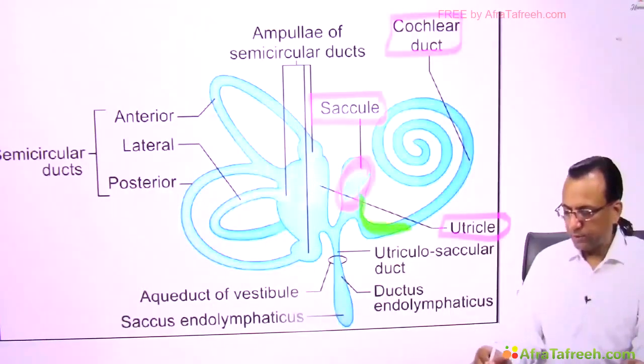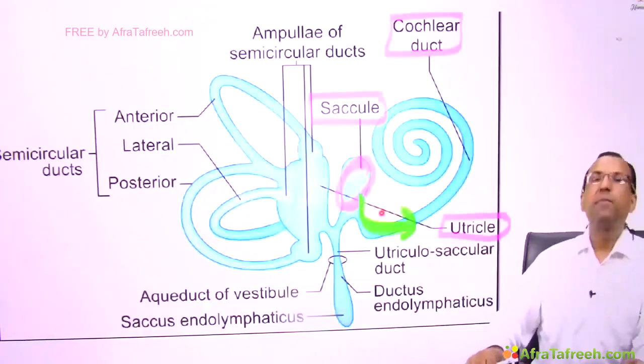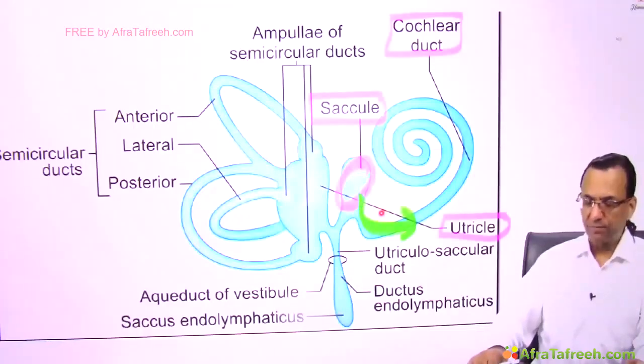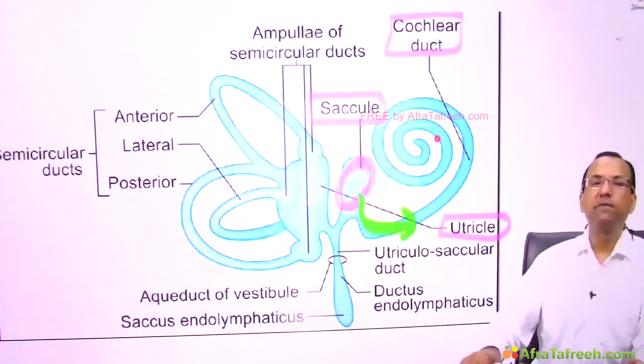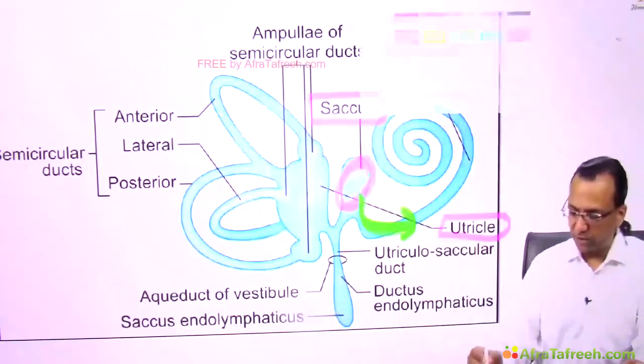What is this communication called? It is called ductus reuniens. So when the cochlear duct is communicating with the membranous labyrinth, the saccule, there is the ductus reuniens. This will be the location of the ductus reuniens.